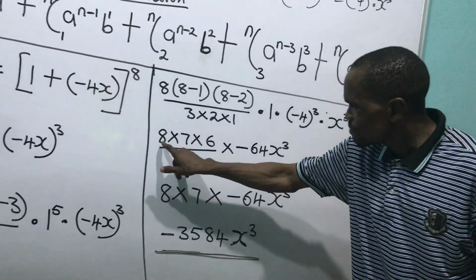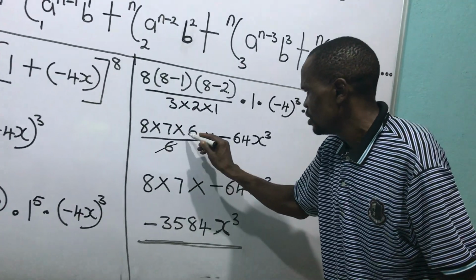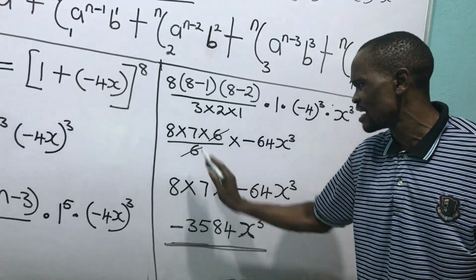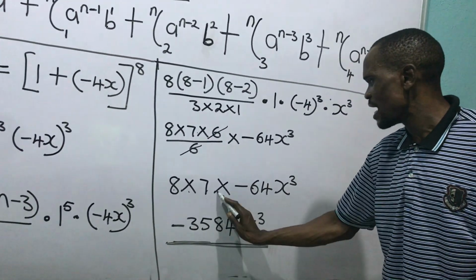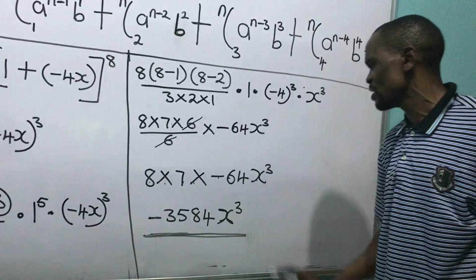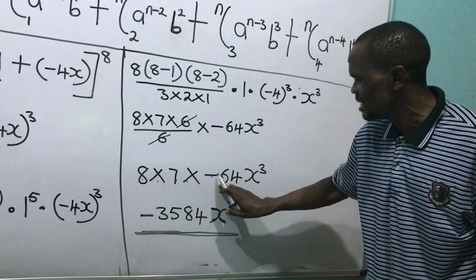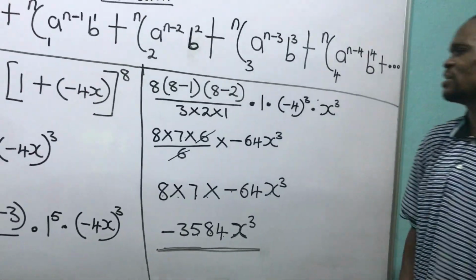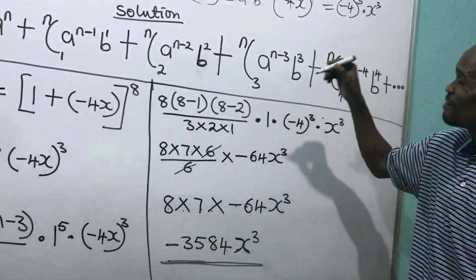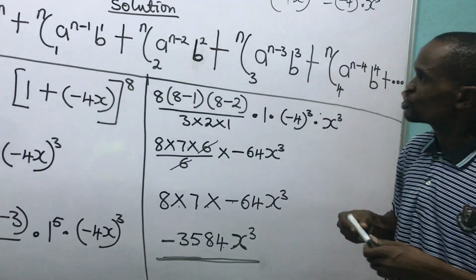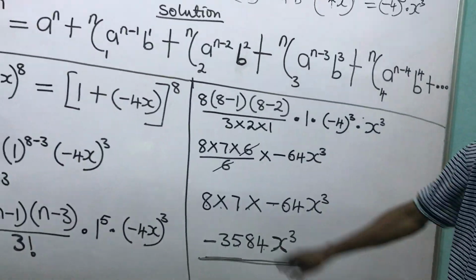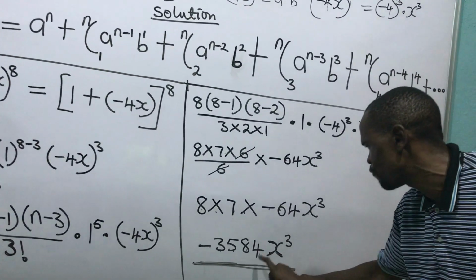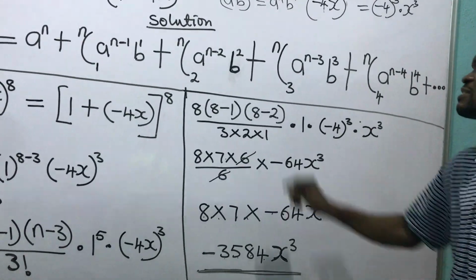And then this 6 here, divide, cancel this 6. This 6 will cancel this 6, leaving me with 8 times 7, and that's 8 times 7 times minus 64 x raised to power 3. And when this times this times this, it will give me minus 3,584 x raised to power 3. And that gives me the fourth term, which they asked me. They told me to get the fourth term, and that gives me the fourth term. My fourth term is minus 3,584 x raised to power 3. And that's the first term they asked me.